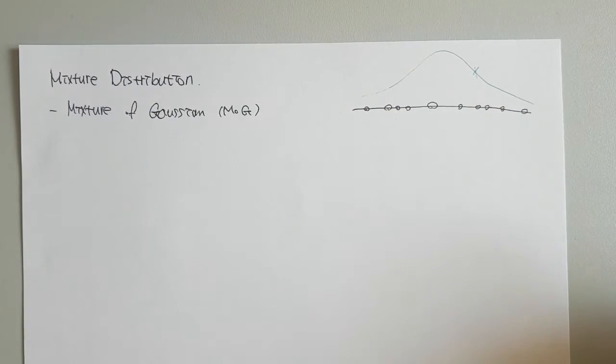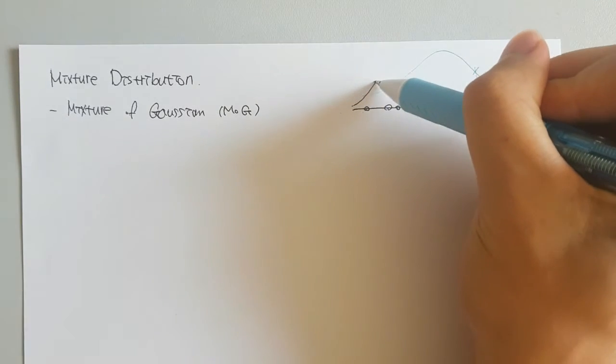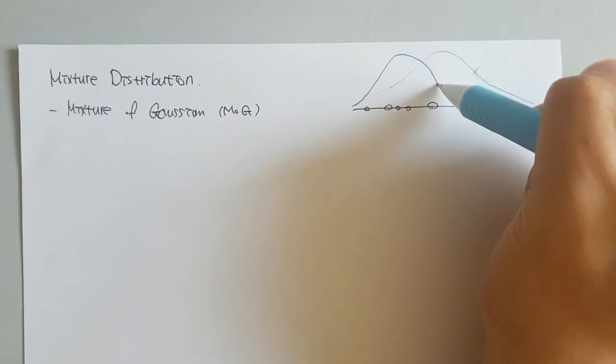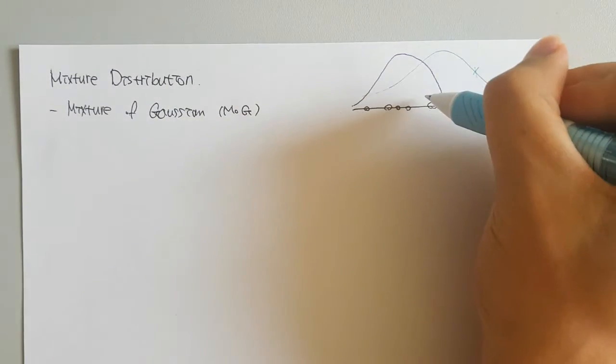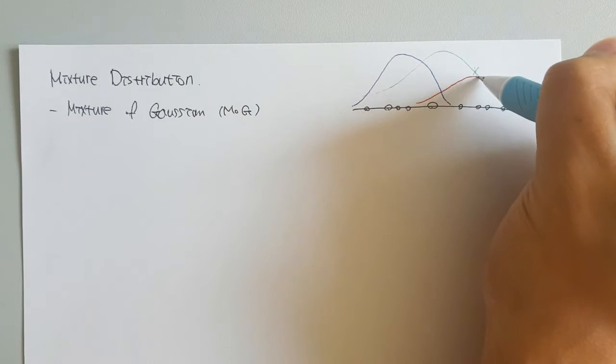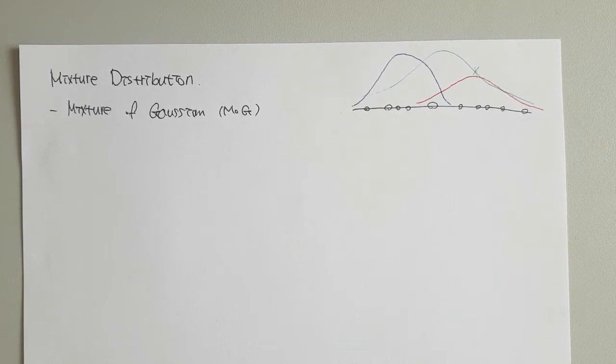So we can assume there are 2 or 3 or 4 or more, like 5 or 6 Gaussians combined here. Here I can say there can be one Gaussian distribution like this, and also here one more distribution. So we will find out how many Gaussian distributions are in here.